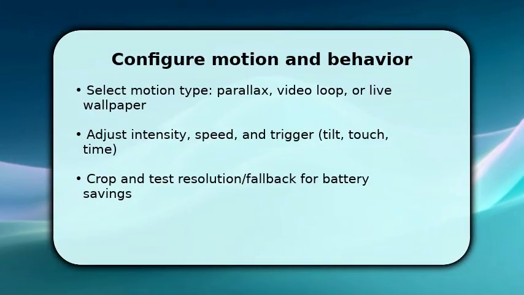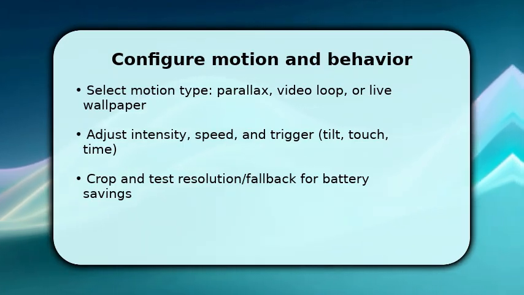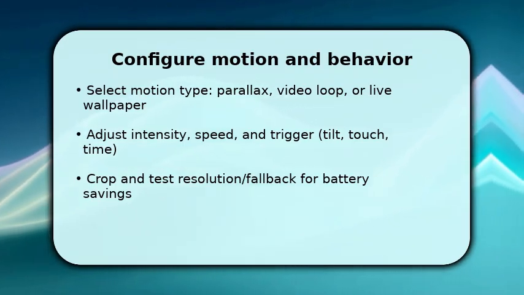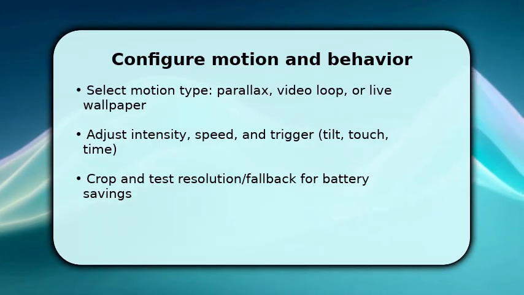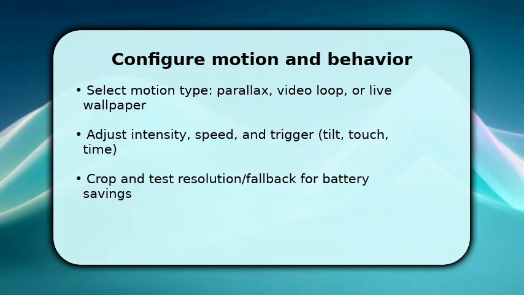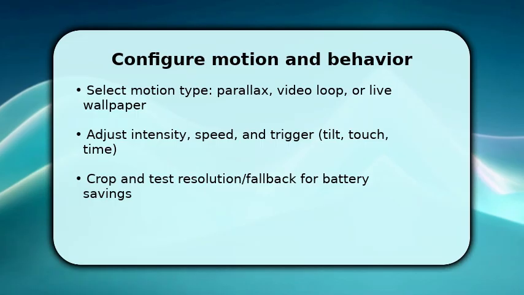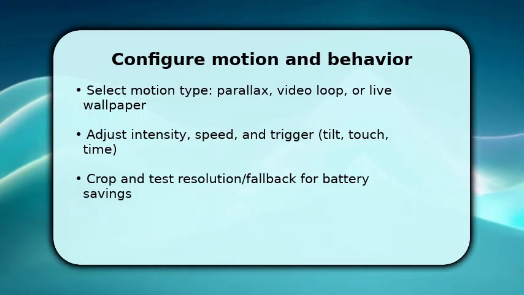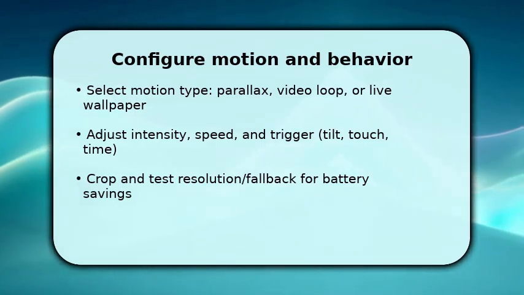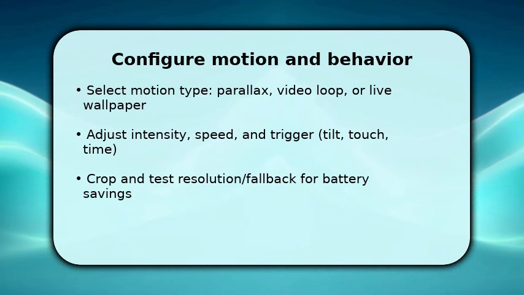You now configure the motion. Pick parallax for subtle depth, a video loop for rich motion, or live wallpaper for interactive effects. Then adjust intensity, speed, and the trigger. For example, tilt triggers use gyroscope, touch triggers use touch input, and time triggers loop at intervals. Crop and set resolution to match your screen to avoid scaling artifacts, and choose a low-power fallback for battery savings. Once set, preview full screen and tweak parameters until movement looks smooth and responsive to your inputs.